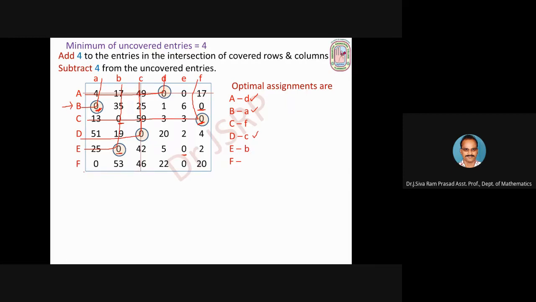And finally, capital F. Capital F has two possibilities, small a and small e. Already small a is assigned to capital B, so I am not able to assign capital F to small a. So I have to assign capital F to small e. Okay. So this is one possible optimal assignment. We have to check that repetitions are not allowed.